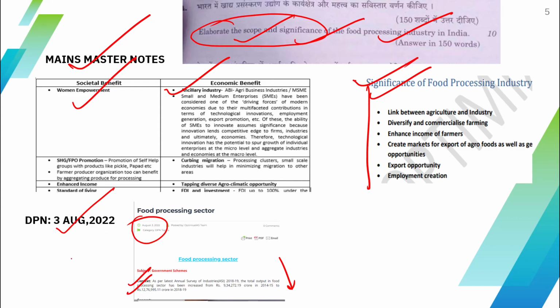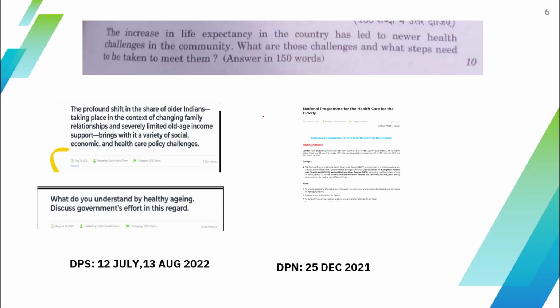Let us move to the next question, guys. The next question is on life expectancy. The increase in life expectancy in the country has led to newer health challenges in the community. What are these challenges and what steps need to be taken to improve the condition?